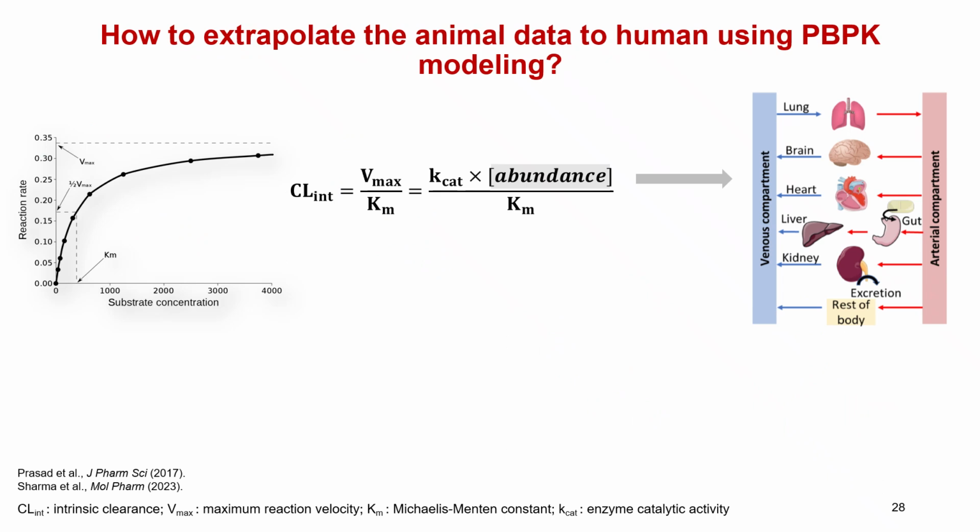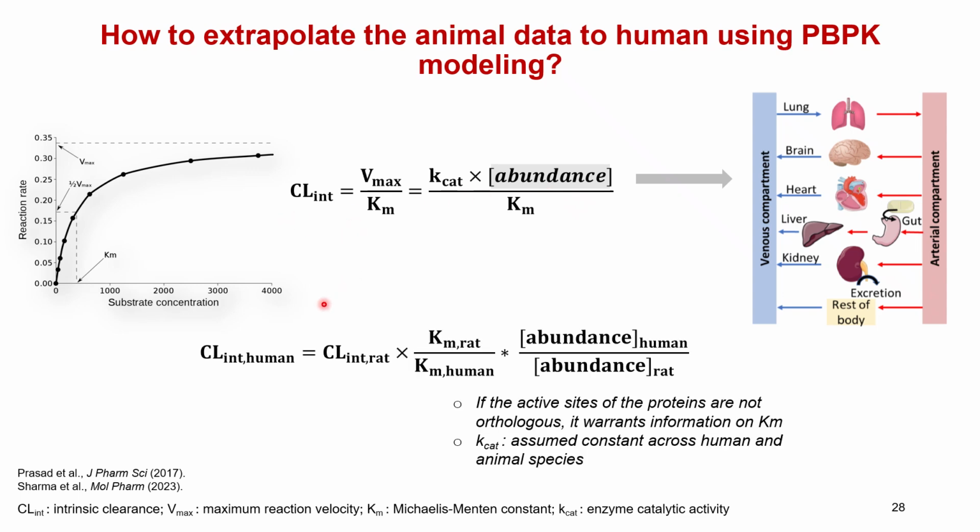Let's come back to the very first question we asked about extrapolating the animal data to humans using PBPK modeling. In case of rats, the rat PBPK model shown for digoxin, we used the abundance to inform the intrinsic clearance in the model. And the same equation, the Michaelis-Menten equation, can be used by providing this relative abundance factor to extrapolate the model to humans.